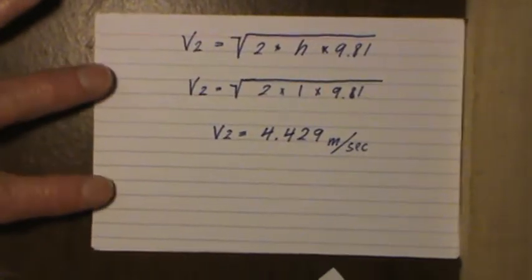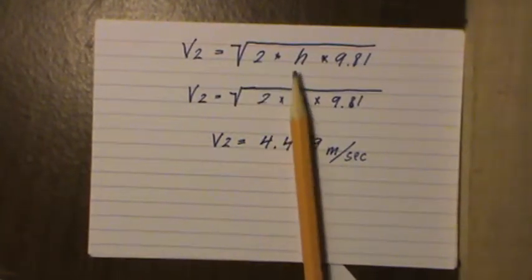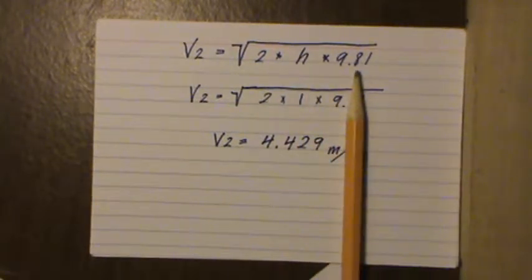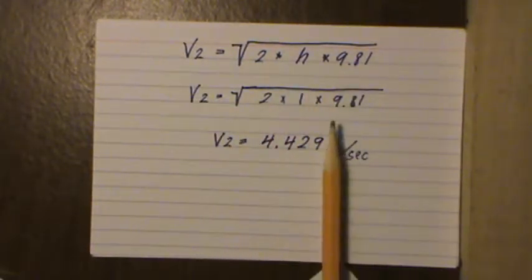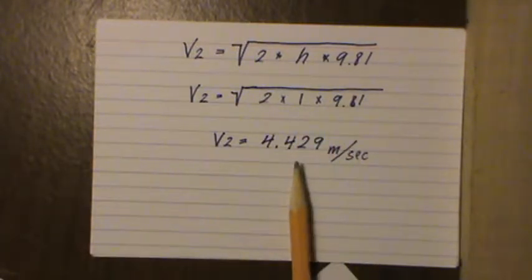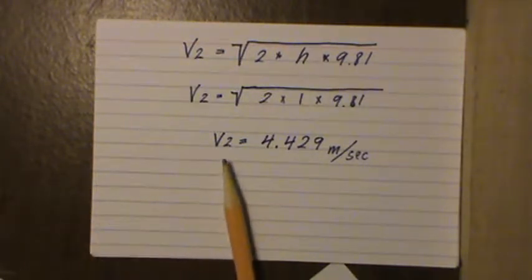V2 equals the square root of 2 times the height of rise times the acceleration of gravity. Plugging in our numbers, we get a 1 meter rise. We get a velocity of 4.429 meters per second for the block as the block is being struck by the bullet.